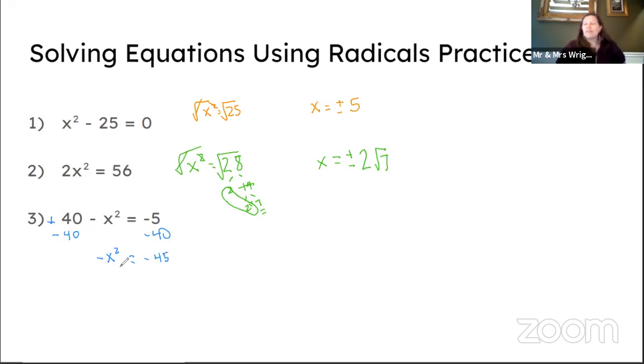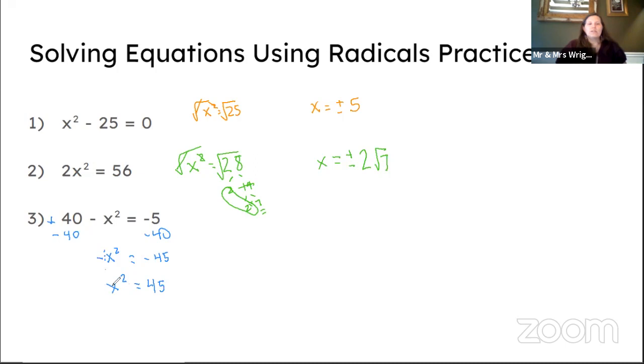Okay, well, my variable is not by itself right now. It has a coefficient. Remember those magical math mishaps that happen where things just disappear? It's a -1, right? We have a -1 hidden right there. So how do we undo this? It's being multiplied. We divide. And if we divide by a negative, well, all that does is change the signs. So if we divide negative x squared by -1, guess what? We get a positive x squared. If we divide negative 45 by a -1, what do we get? A positive 45.